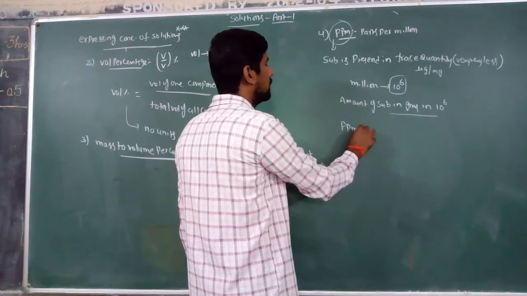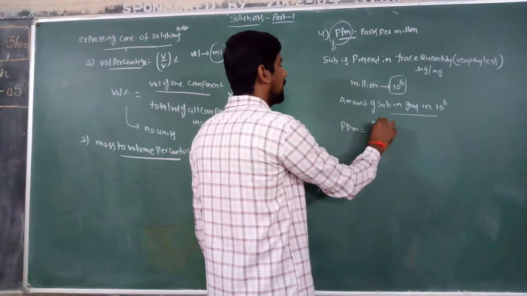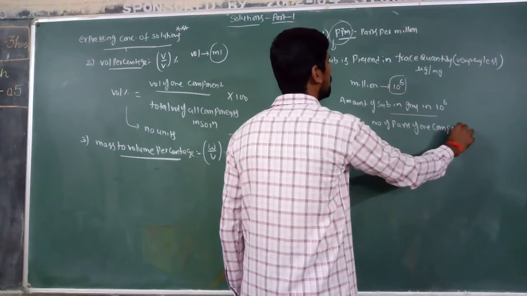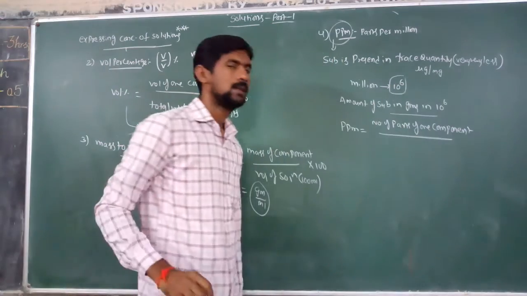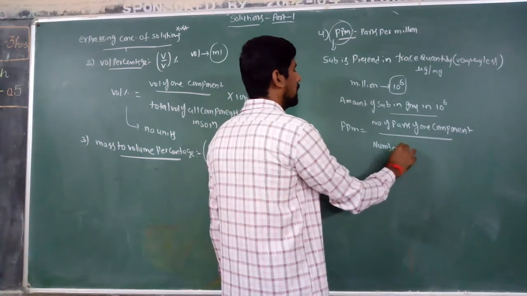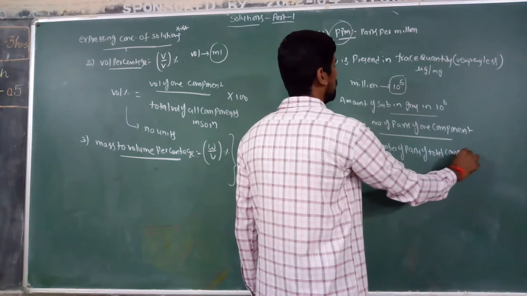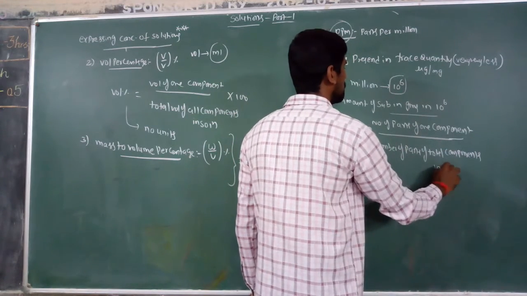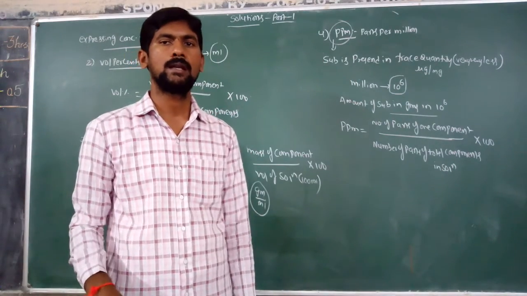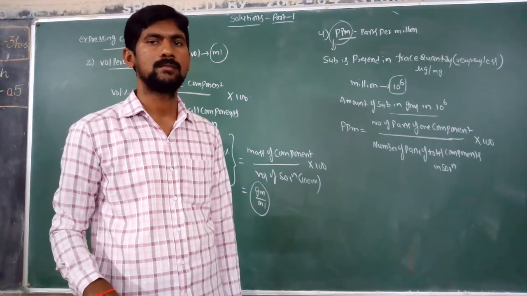So ppm, the formula of ppm is number of parts of one component by number of parts of total components in solution into 100. Number of parts of one component by total number of parts of all the components present in solution is the ppm.